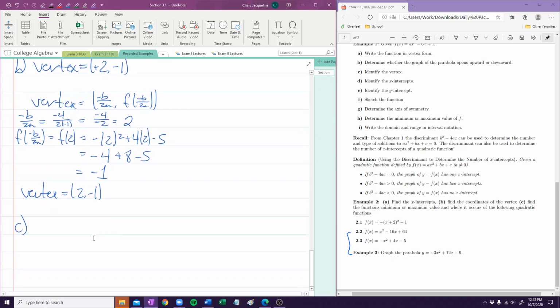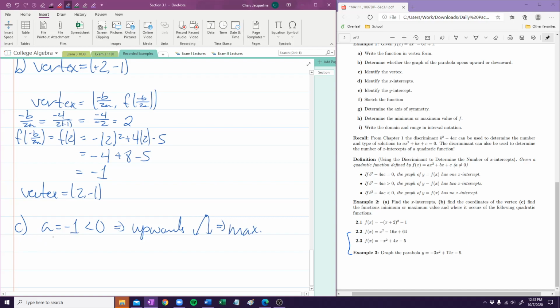Lastly, we now want to find the function's minimum or maximum value and where it occurs for the following quadratic function. First of all, we need to determine: is this a minimum or maximum value? So I'm going to look at my a. My a is negative 1, so this is less than 0. Since it's negative, it means that I had a reflection across the x-axis. So this is going to point downward, and my vertex is a maximum.